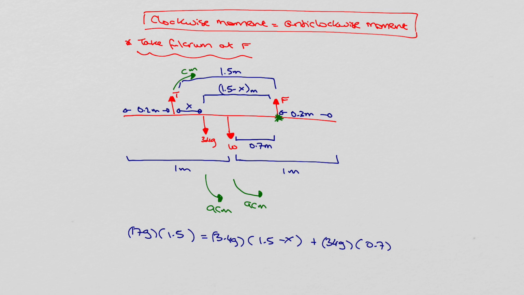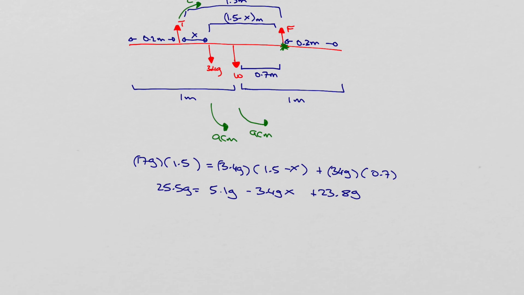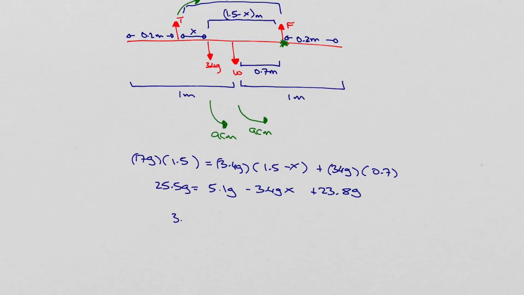So again, multiplying out our brackets and simplifying, we have 25.5g is equal to 5.1g minus 3.4gx plus 23.8g. So bringing everything to one side then, we have 3.4gx equals, which gives us 3.4g, and of course if I can divide across I can cancel my g's there, and 3.4 goes into 3.4 once.